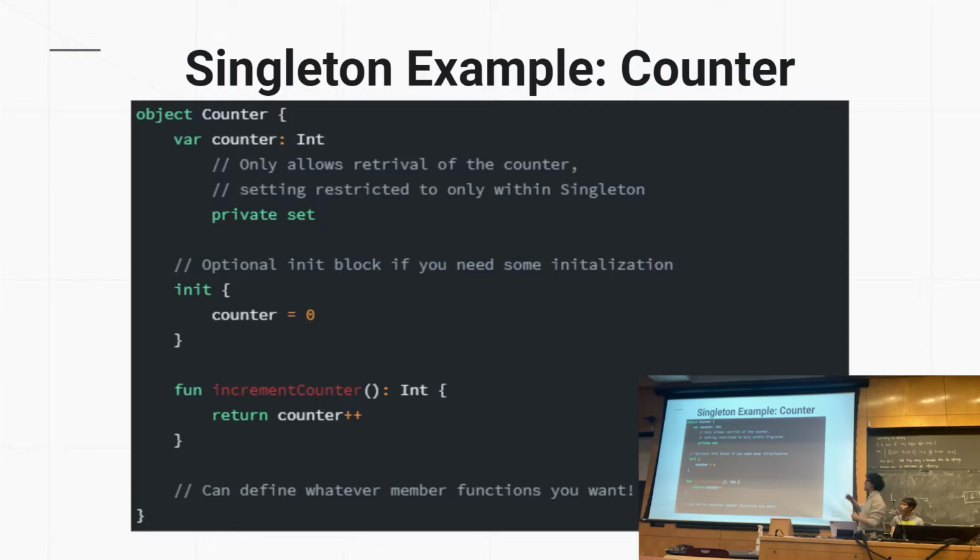For the actual code, we have the counter, which is globally referenceable. There is an optional initial block if you want to actually initialize some of the values within the singleton when it's created for the first time. And finally, you can also incorporate some functions that can be called globally. And here we've incorporated increment counter, which just increments the globally accessible counter instance variable.